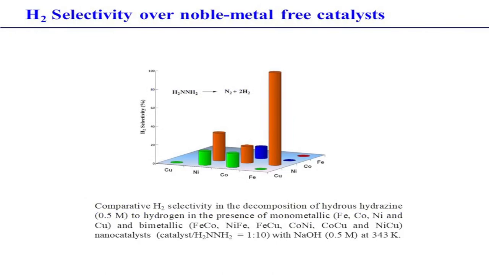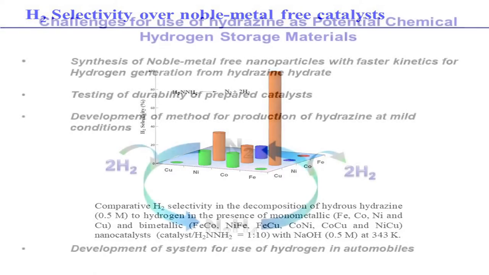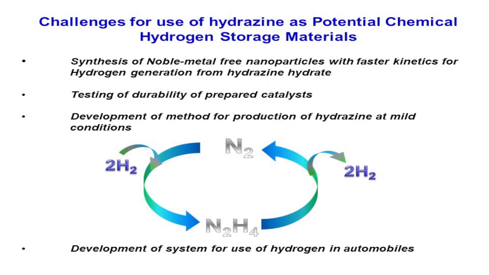So we have prepared the novel metal free catalyst based on other metals also, but we are getting the selectivity in the nickel iron catalyst only. Further challenges for use of hydrazine as a potential chemical hydrogen storage material is synthesis of novel metal free catalyst with faster kinetics for hydrogen generation from hydrous hydrazine.